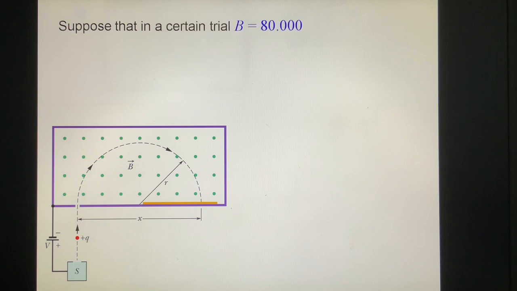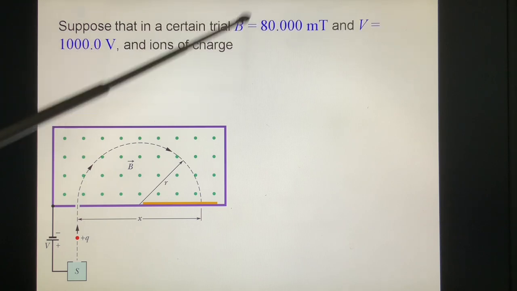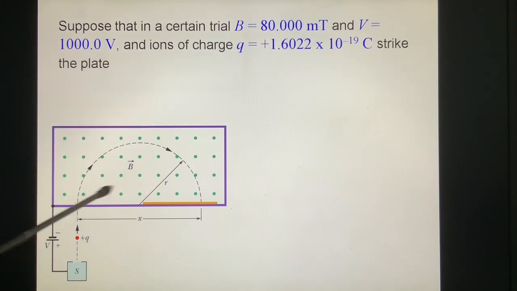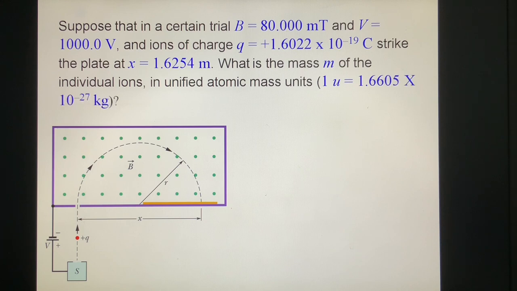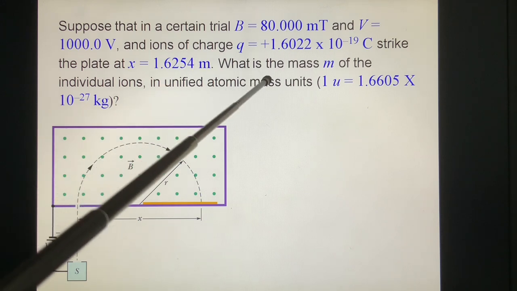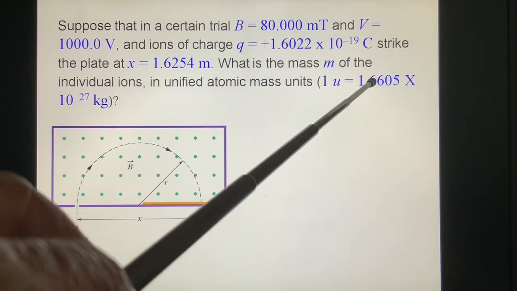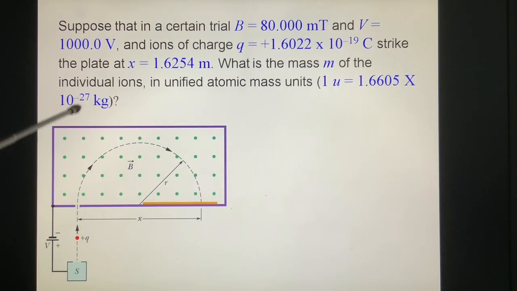Suppose that in a certain trial, B equals 80.000 millitesla and V equals 1000.0 volt. An ion of charge q, positive 1.6022 times 10 to the minus 19 coulomb, strikes a plane here at x equals 1.6254 meter. What is the mass m of the individual ions? In unified atomic mass units, one atomic mass unit equals 1.6605 times 10 to the minus 27 kilogram.